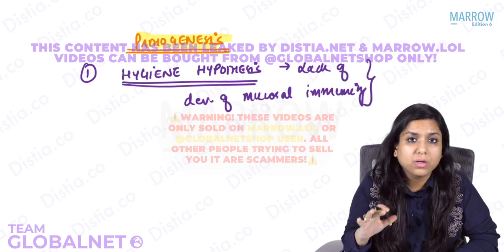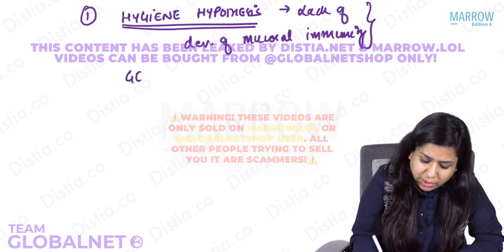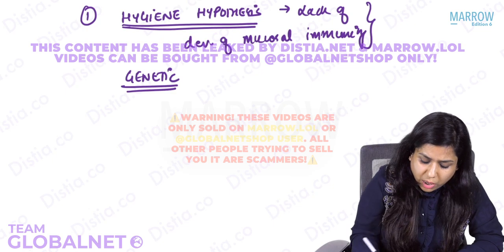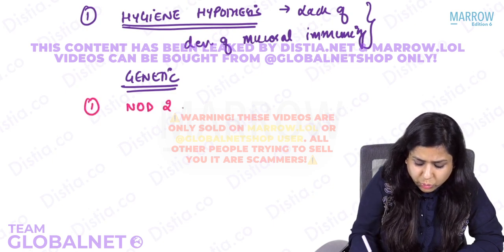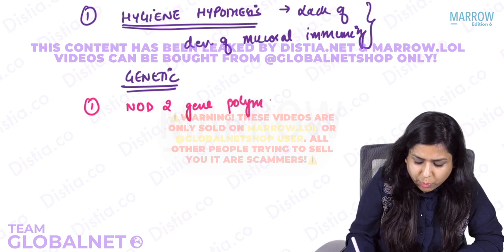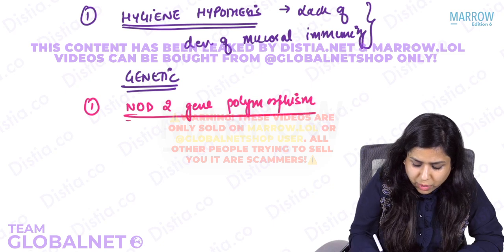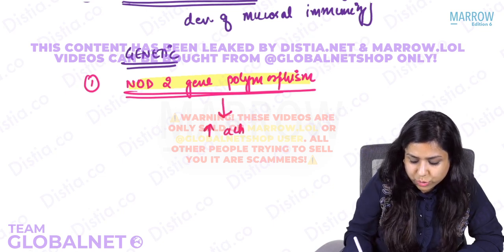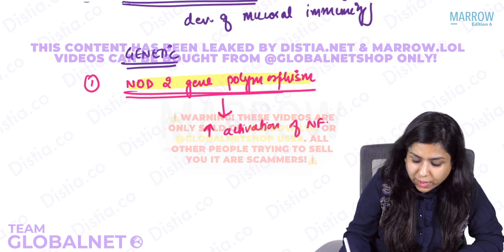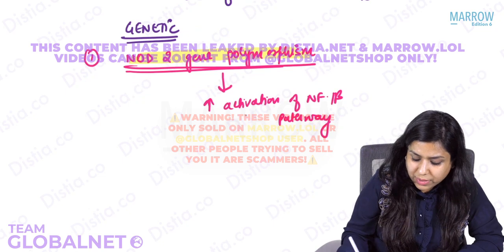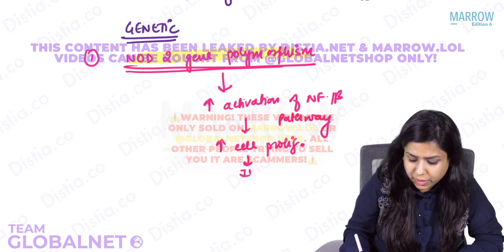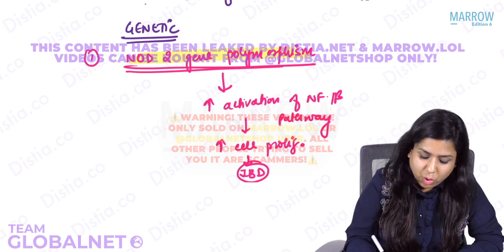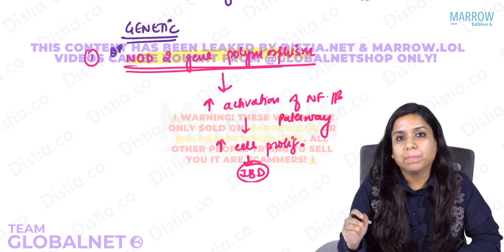But then this hypothesis is not confirmatory, right? Then students, there are a lot of genetic factors which have been implicated, in which a very popular genetic factor is NOD2 gene polymorphism. This is important. Now, when there is a problem with the NOD2 gene, what does it lead to? It leads to increased activation of the NF-kappa B pathway, right? You all know that NF-kappa B is the growth signaling pathway, right? So when it is activated, it will lead to increased cell proliferation. When these cells start proliferating, it leads to the development of IBDs. So this NOD2 gene polymorphism is quite important in the development of IBDs, right?